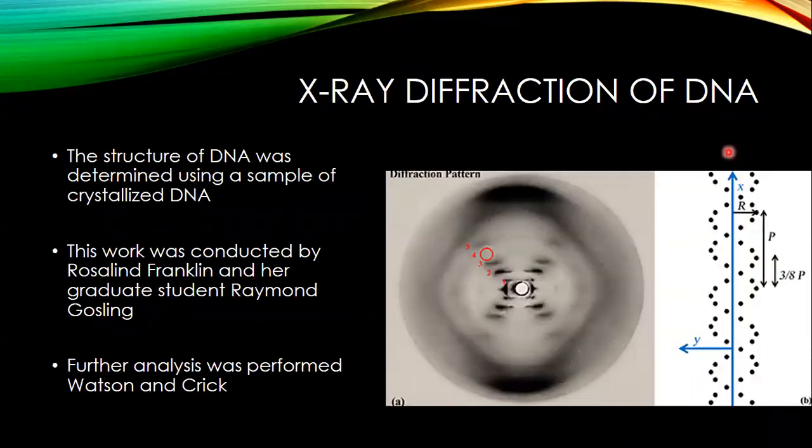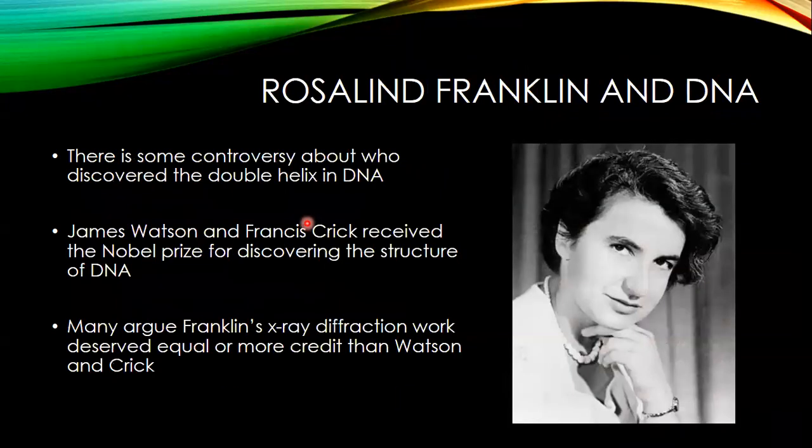X-ray diffraction was very important in discovering the structure of DNA. The work was conducted by Rosalind Franklin and a graduate student, Raymond Gosling, and then further analyzed by Watson and Crick, who received the Nobel Prize for their discovery. Now, there's a bit of controversy about who discovered the double helix in DNA and who should have received credit. Watson and Crick received the Nobel Prize for discovering the structure of DNA.